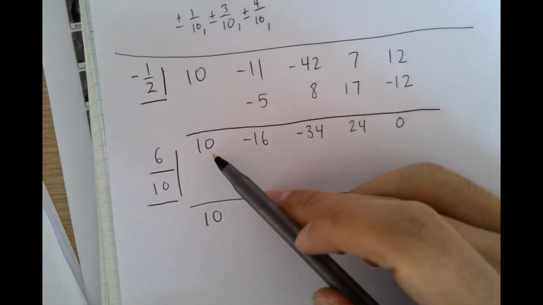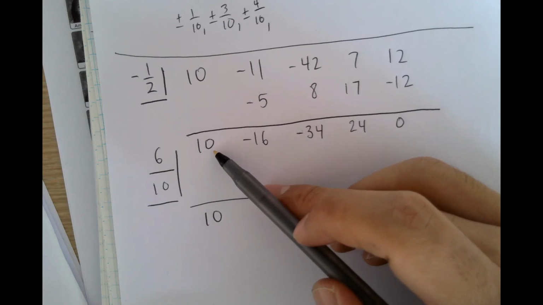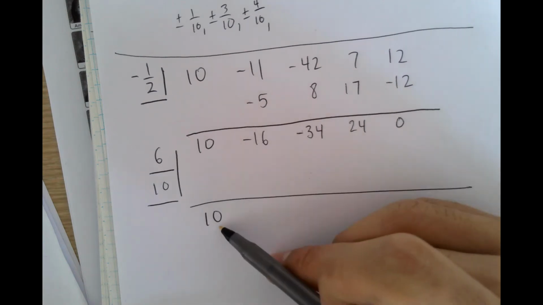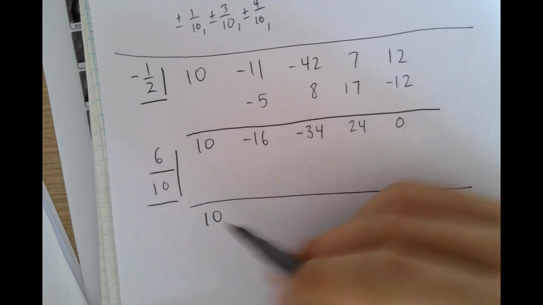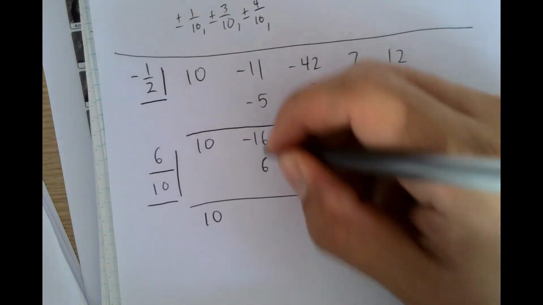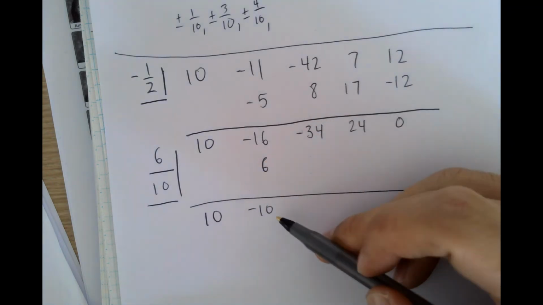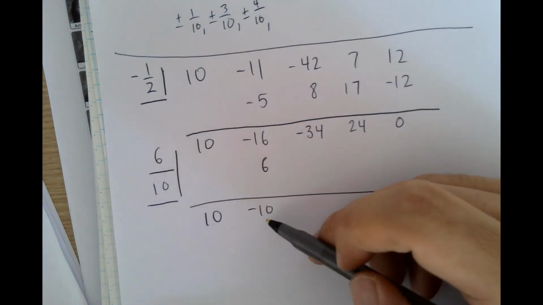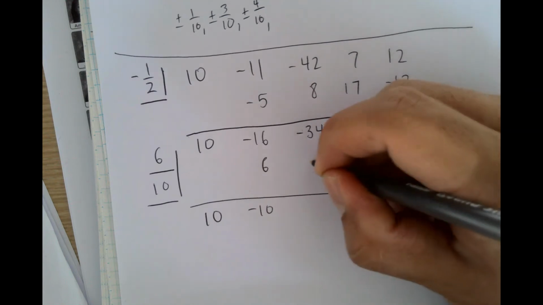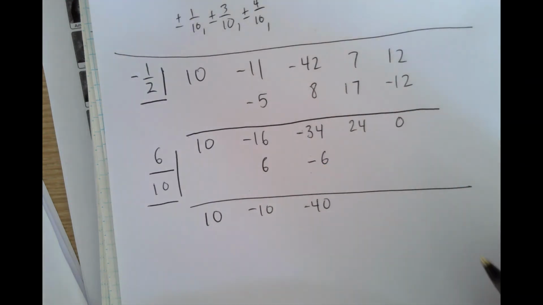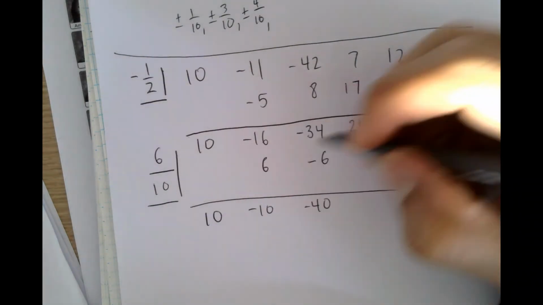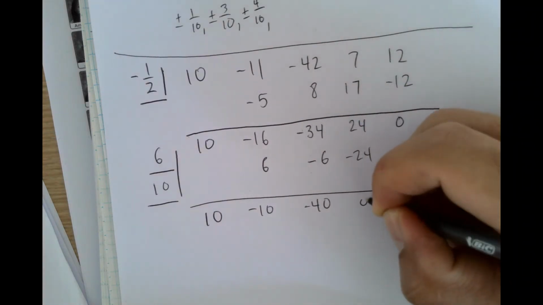So 10, we're going to go ahead and bring it down. 6 divided by 10 times 10, that just equals 6. So this would equal negative 10. Negative 10 divided by 10 is just negative 1 times 6, which is negative 6. We get negative 40. Negative 40 divided by 10 is just negative 4. You just remove the 0, and then this equals negative 24, 0, and we get our answer.